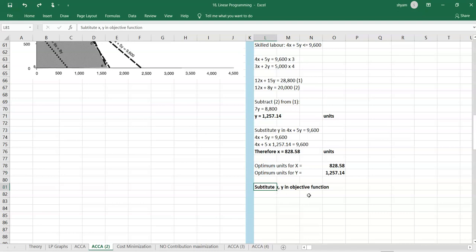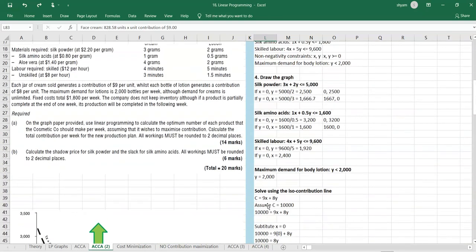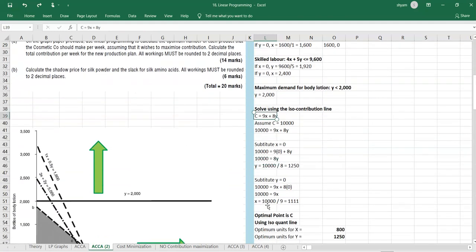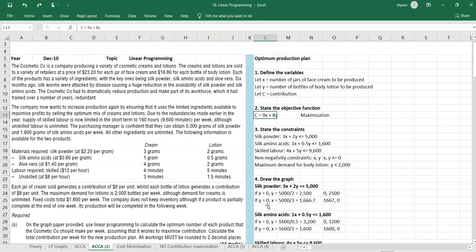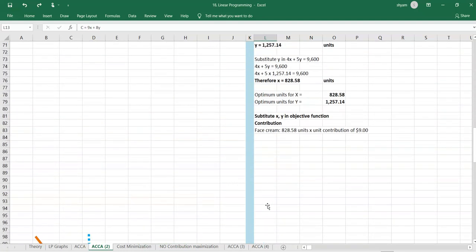We already know the objective function, which is available here. Our objective function is here, right? So I think it was not there, it is here. Just multiply the units here, you will get the answer. Let's multiply and get the answer.